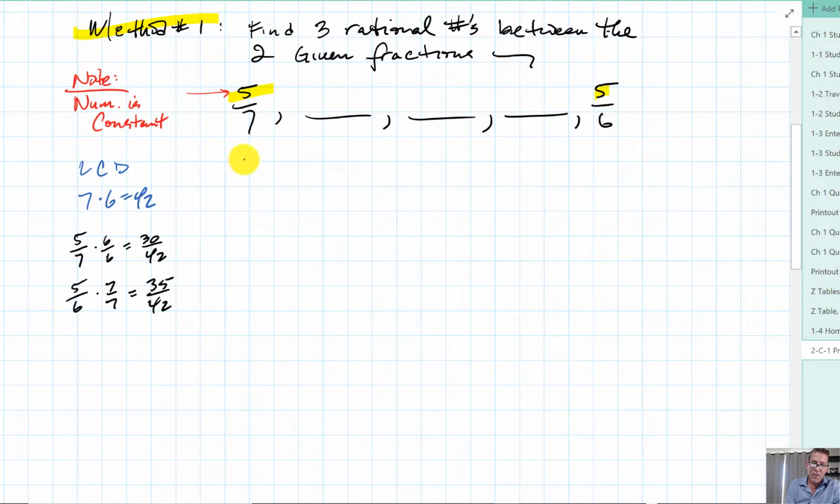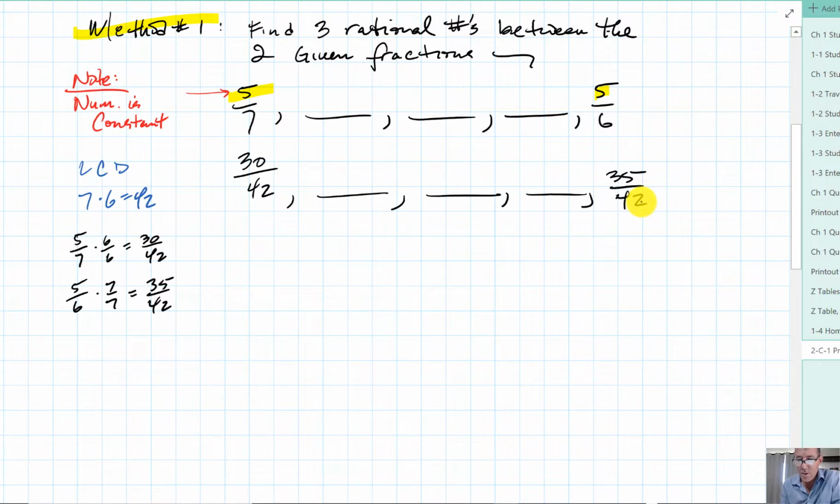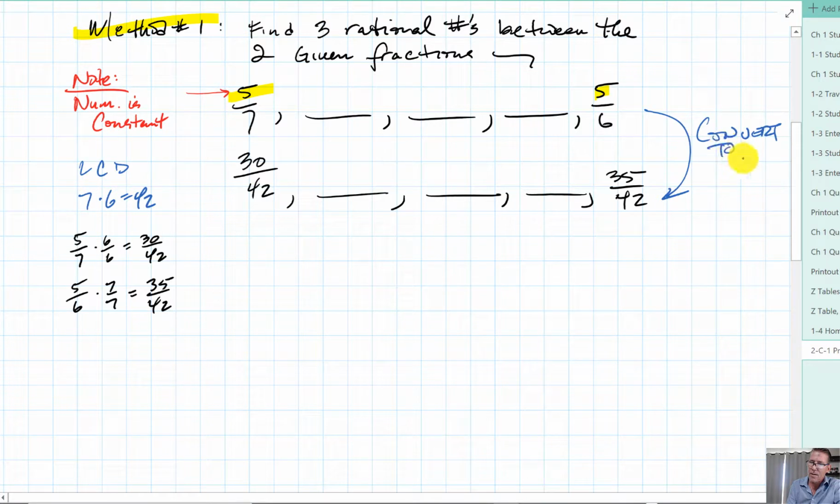All right, so the same question I posed to you is that, okay, so now we have 30 40-seconds, and we still have to find 3 fractions in between these two. Between 30 40-seconds and the other one, 35 40-seconds. So now we have the same denominators because we converted. Okay, we converted to an LCD.